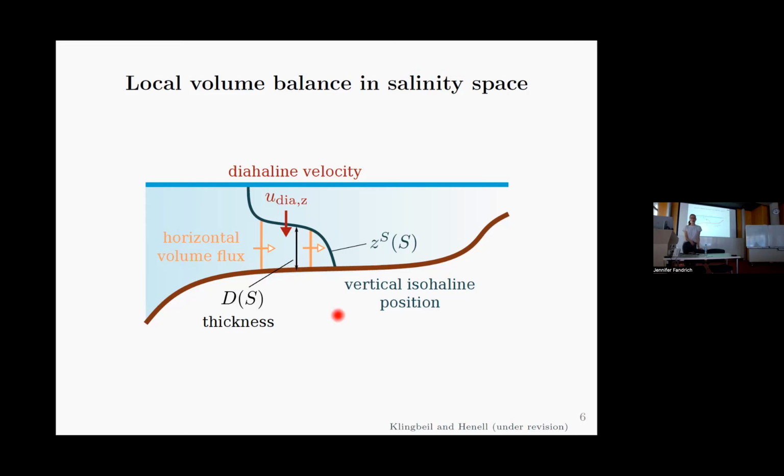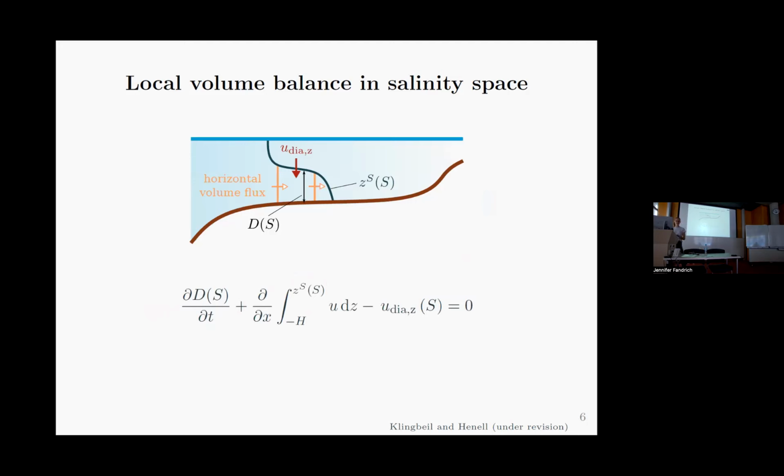So what we are looking at is the volume balance of this package that we have here. So the water column below the isohaline. And we have the horizontal volume flux coming in, but we also have the diahaline velocity. And then this position of the isohaline can also change in time. So we have the thickness between the bottom topography and the isohaline, which is this term here. So this is just the visualization of the volume balance. And if we write this down as an equation, it would look like this.